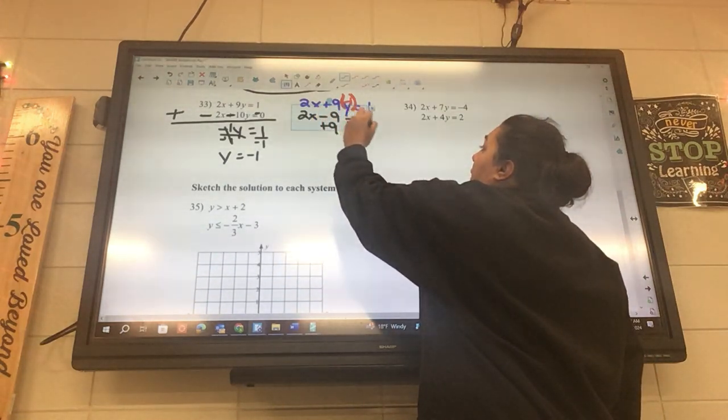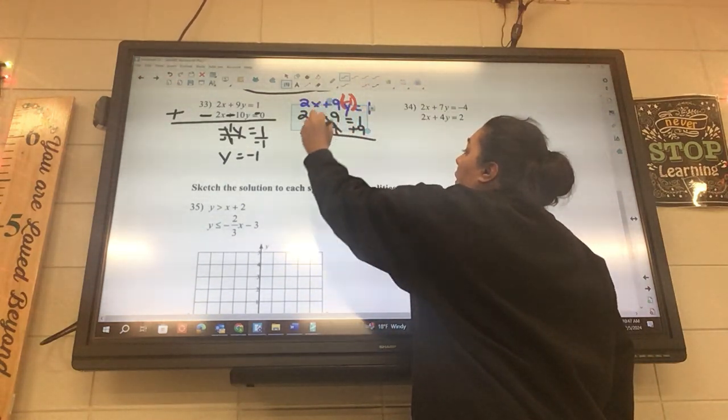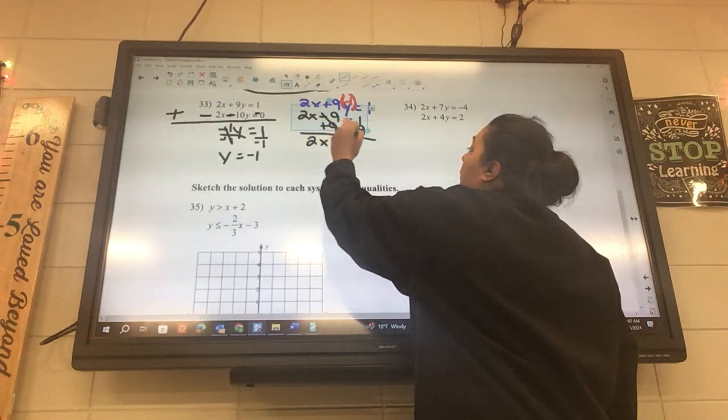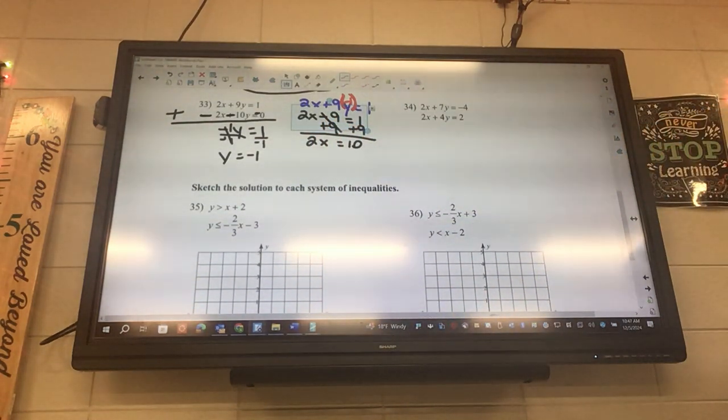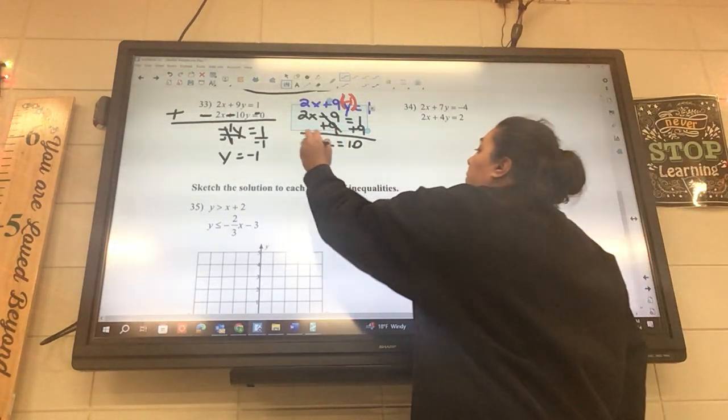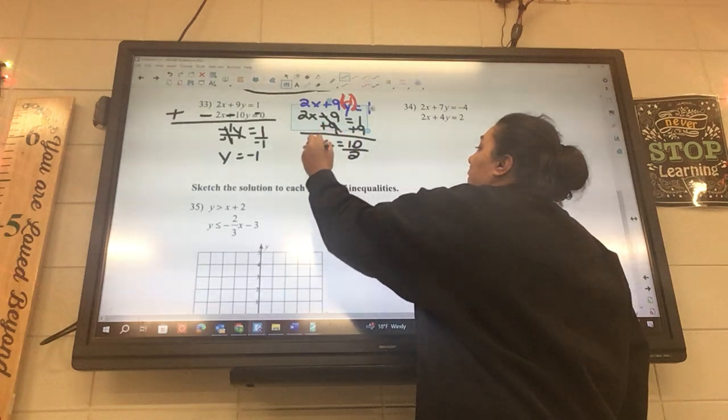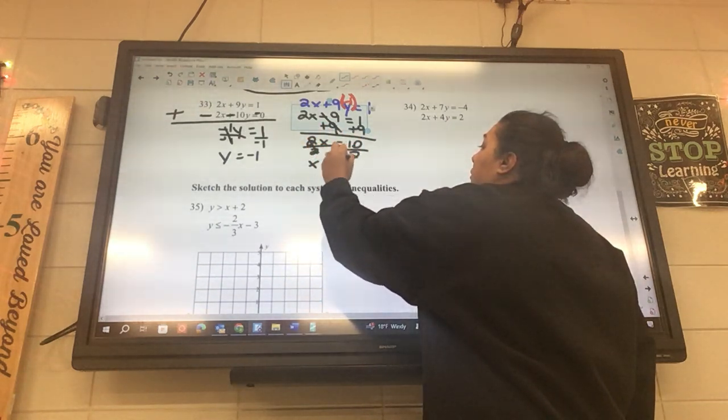We're going to add 9 on both sides. So I got 2x equals 10. And divide by 2. So we get x equals 5.